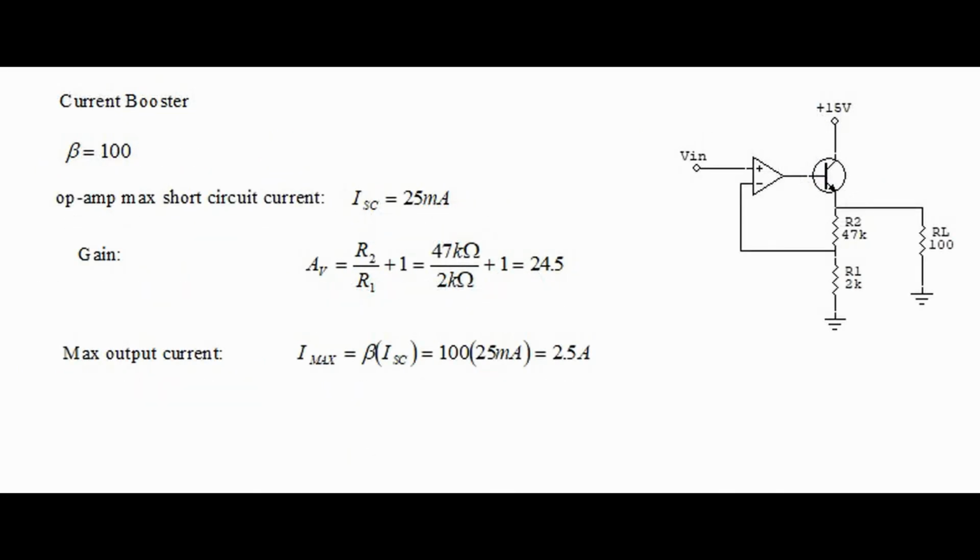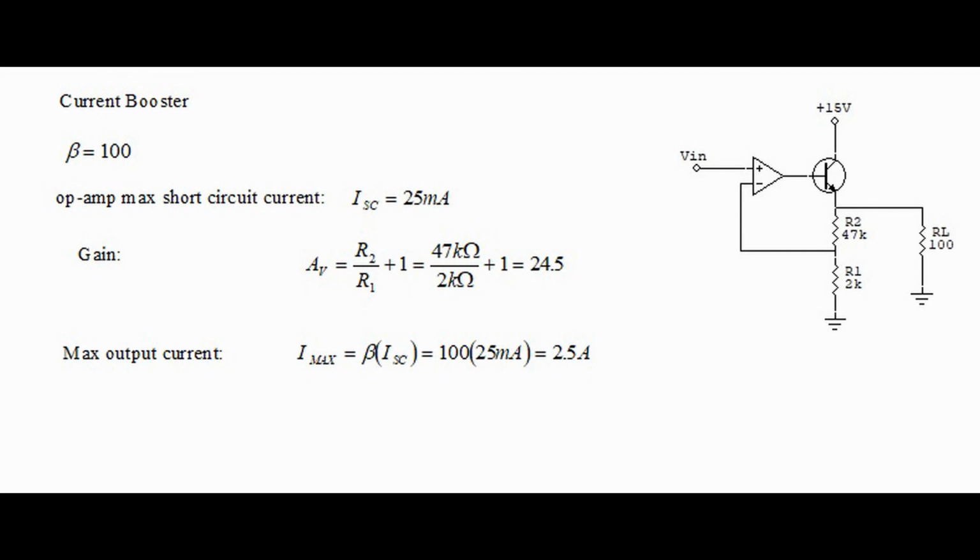Often, an op-amp has to drive a heavy load such as a motor or a speaker. But an op-amp can only put out a very low current, and this is called maximum short circuit current. In this case, it's only 25 milliamps. In the current booster circuit, the output from the op-amp feeds the base of the transistor, and it is the transistor that supplies heavy current to the load.